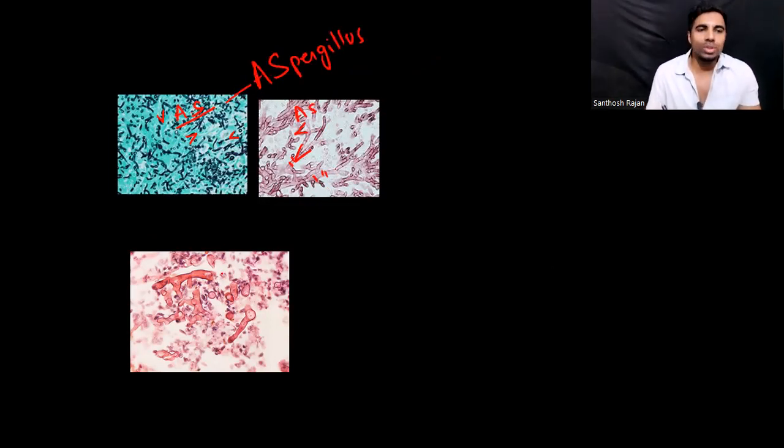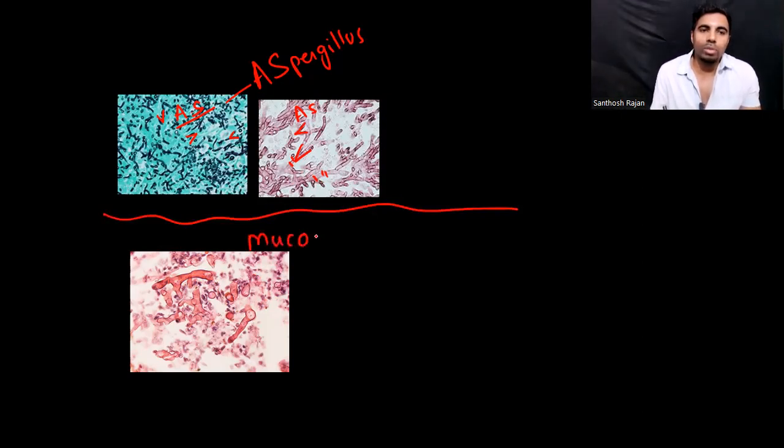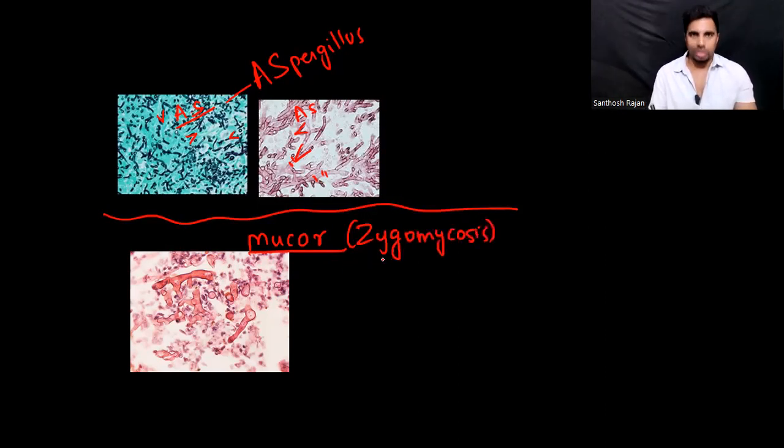Now the next one, you look at this one. Usually Aspergillus comes, maybe this time you can expect something else. Which one? Mucormycosis, the disease name. Mucor means Rhizopus, Absidia, this family. They are all called mucor, or zygomycosis; zygomycosis or mucormycosis all come in the same category. So how to remember it?